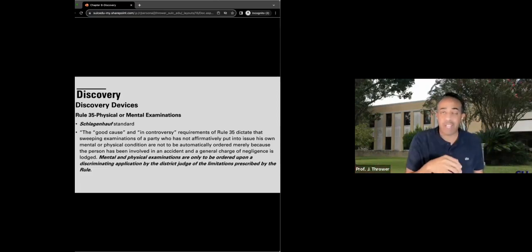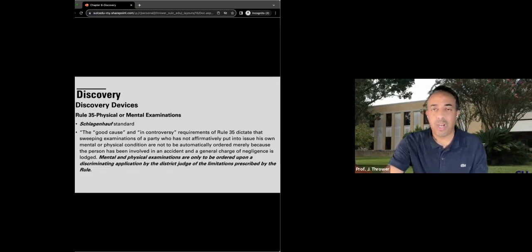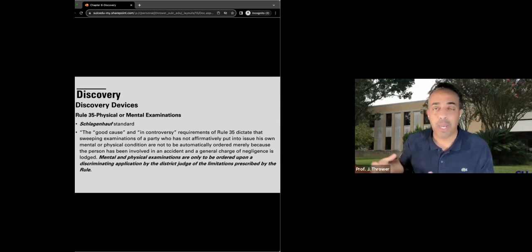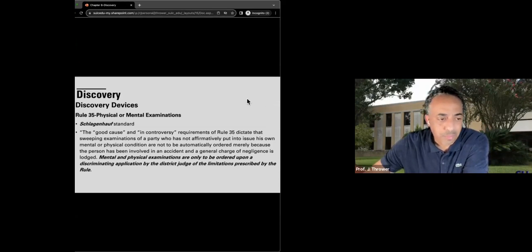In other words, there has to be some justification to demonstrate, one, that the requested physical body part or mental condition of the person to be examined not only is in controversy, but there have been some allegations to suggest, right, that a person has suffered some sort of mental deficit, or a person has suffered some sort of physical deficit regarding a body part that is to be physically examined. And so note the requirements under the Schlagenhauf standard and what the requirement stands for.